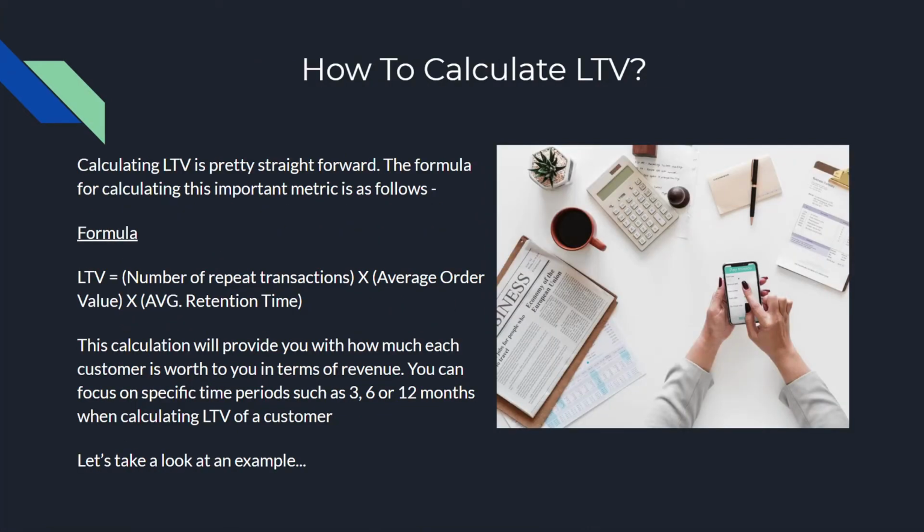So how to calculate lifetime value? Well, calculating lifetime value is pretty straightforward. The formula for calculating this important metric is as follows: lifetime value equals the number of repeat transactions times the average order value times the average retention time. This calculation will provide you with how much each customer is worth to you in terms of revenue, and you can focus on specific time periods such as, like I said before, 3, 6, and 12 months when calculating your lifetime value. So let's have an example here in the next slide.